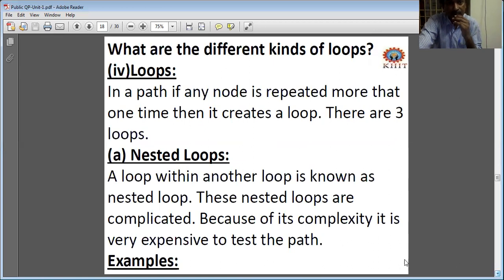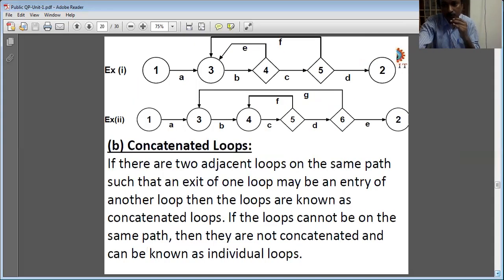Now, what are the different kinds of loops? Next, a very important question is what are the different kinds of loops? In a path, if any node is repeated more than one time, then it creates a loop. There are three types of loops. One is called a nested loop. A loop within another loop is known as a nested loop. These nested loops are complicated. Because of this complexity, it is very expensive to test the path. So loops always create complexity.